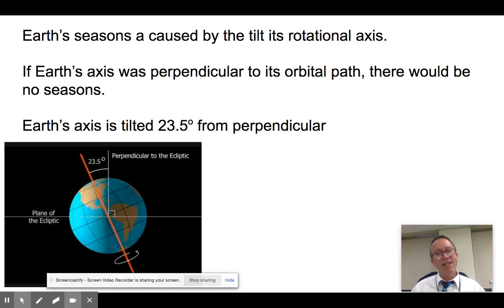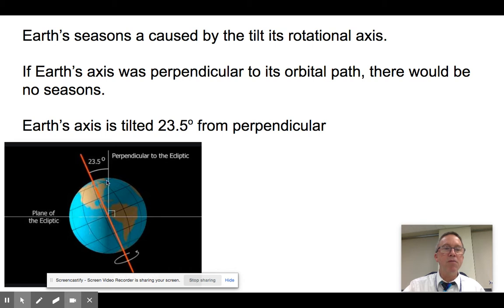However, why do we have seasons? It has nothing to do with how close the Earth is to the sun. Believe it or not, the Earth is closest to the sun in mid-January because the Earth travels in an elliptical path around the sun. That has nothing to do with the temperature on Earth. What does have to do with the temperature on the Earth is the tip of the Earth's rotational axis. The Earth spins like a top.